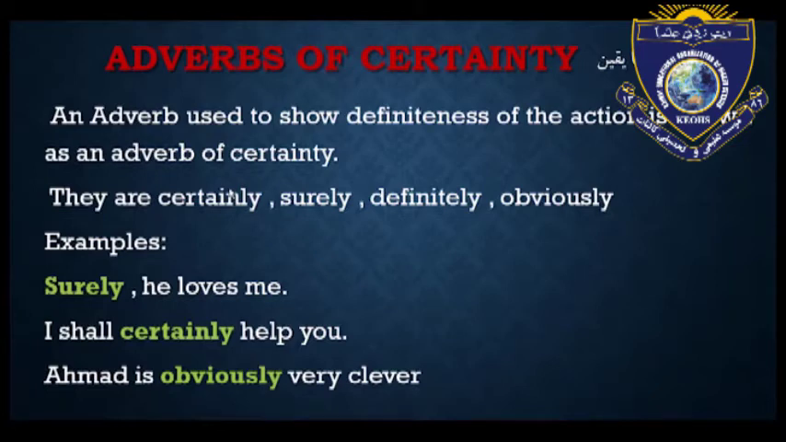The next example: I shall certainly help you, or we can say, I must certainly call you, or I have to certainly accept you. This is also another example for adverbs of certainty. And Ahmad is obviously very clever. It means that we assure something. Here we assure that Ahmad is obviously very clever.